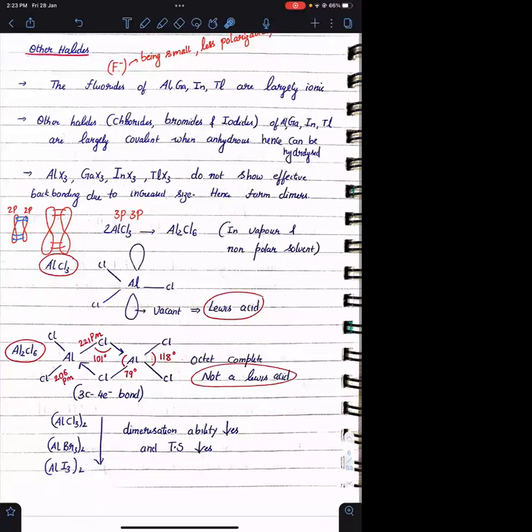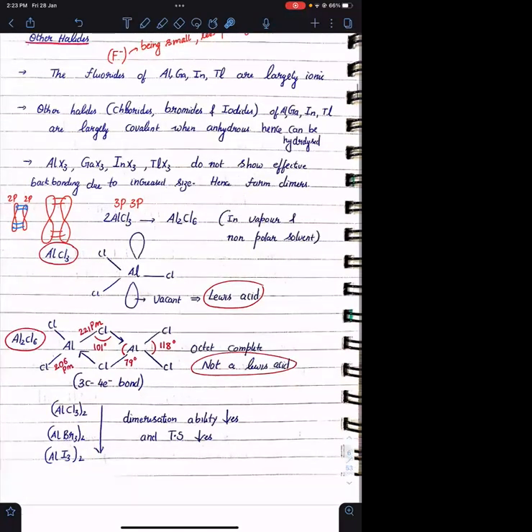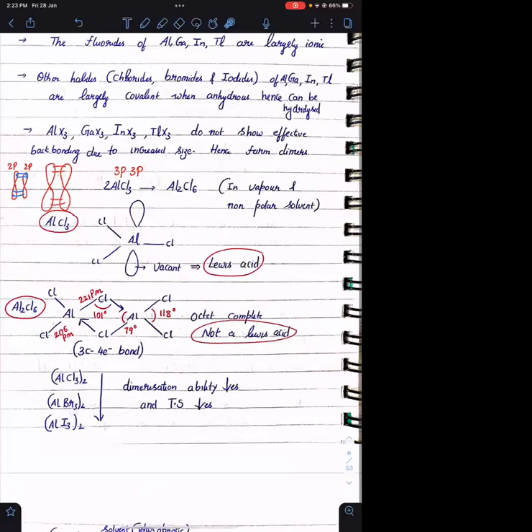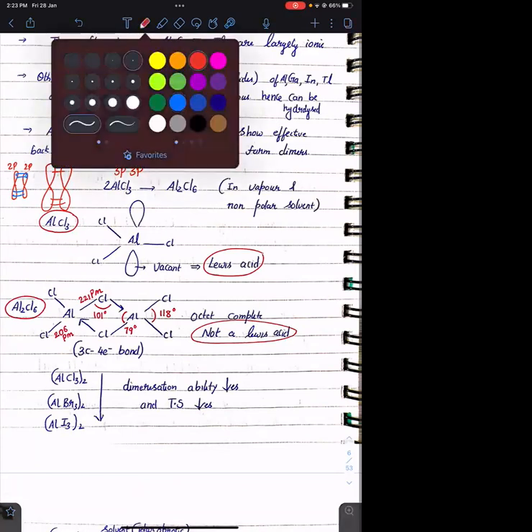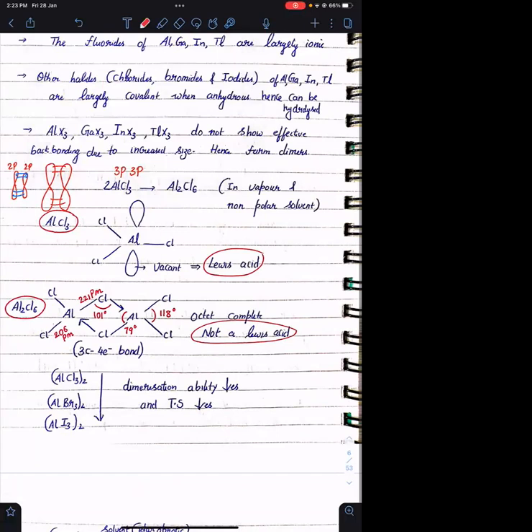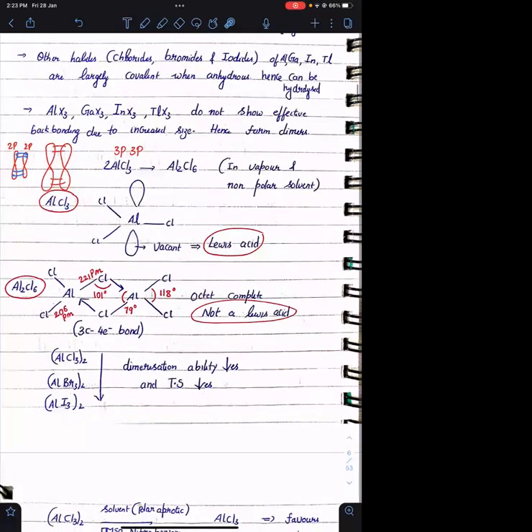Okay, I hope this is clear. So as it is not having back bonding, it is dimerizing. Al2Cl6 जैसा बनता है. ये already हमने पढ़ा है ना, bridge bond बनता है. Okay, you can represent. Okay, यहाँ पे mark किया है. It is forming a dimer.